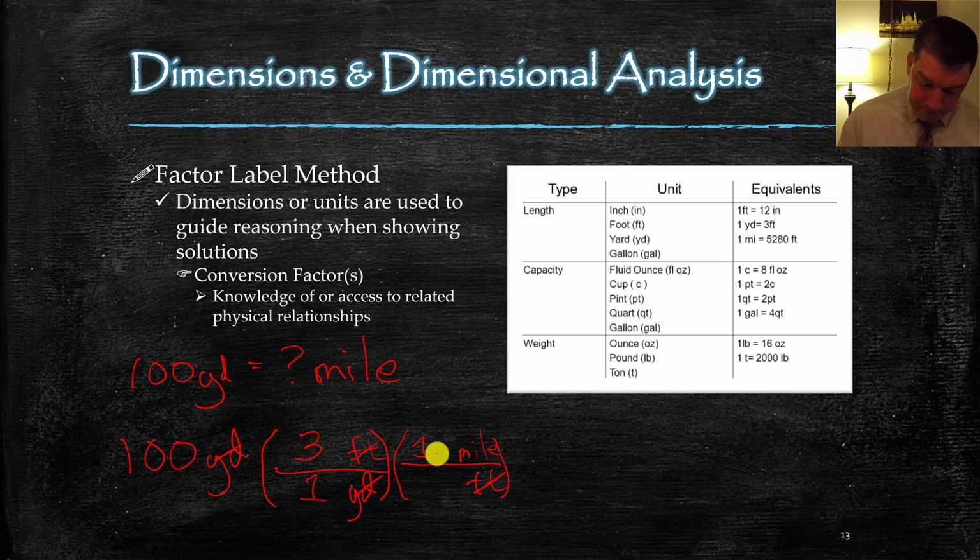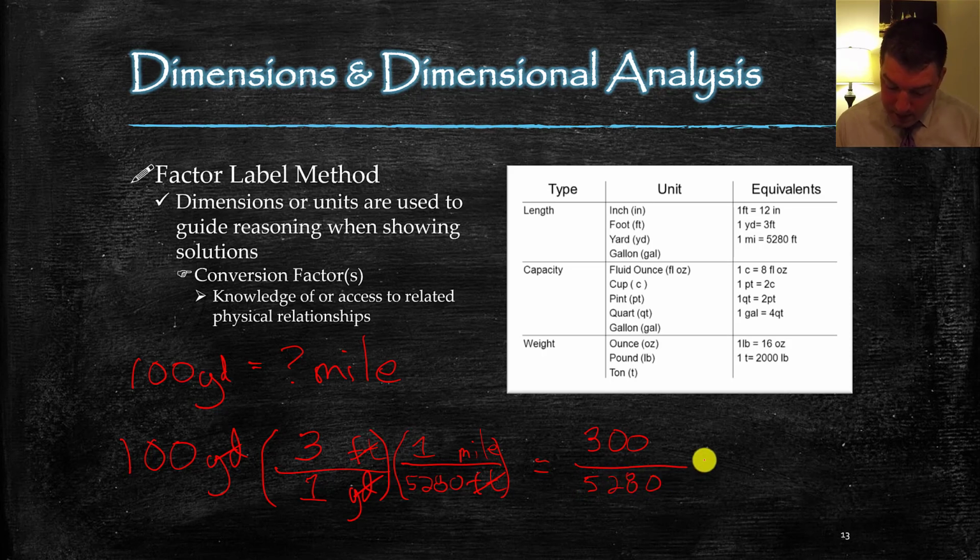1 mile is 5,280 feet. So I put 5,280 next to feet, make sure the number goes with the unit, and I put 1 mile in the numerator. Now I can see 100 times 1 times 3, 300, divided by 1 times 5,280, or 5,280, is going to be the number of miles.